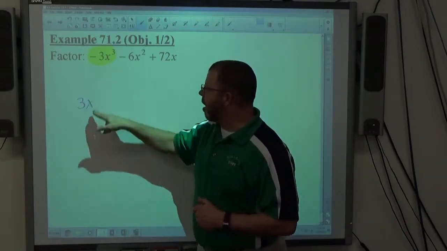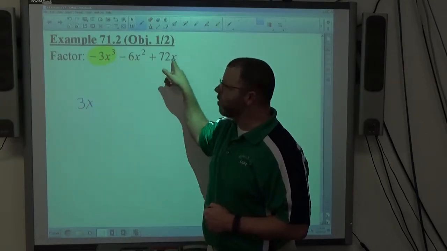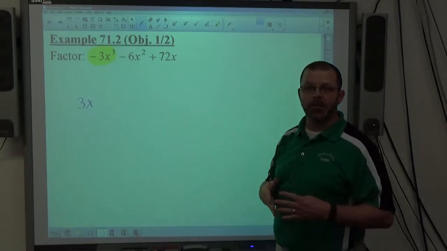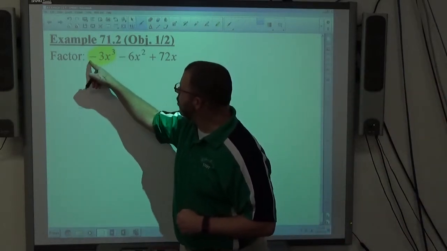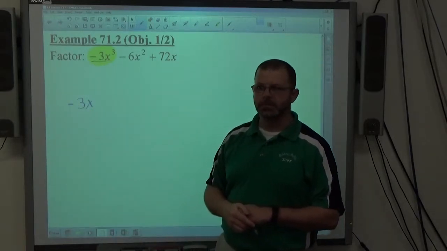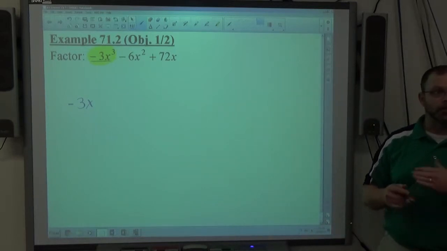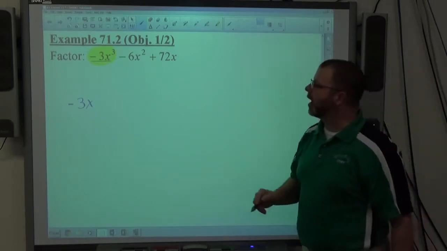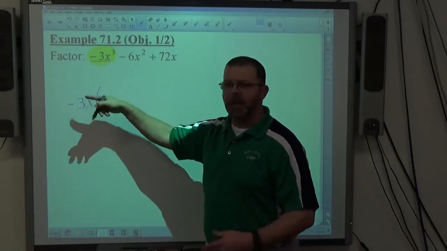Once you've established what the common factor is, 3 is the biggest number that divides all 3 of those numbers. X to the first power is the highest power of x that can be taken out of all 3 of those objects. Once you've established the common factor, if the highest power term is negative, make the common factor negative. All right? You do not want the highest power term negative, so if it is, let that common factor be negative.